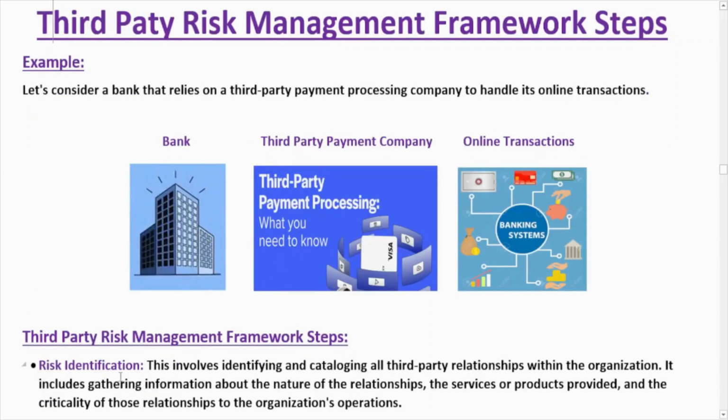First of all, we have risk identification. This step involves identifying and cataloging all third party relationships within the organization. It includes gathering information about the nature of the relationships, the services or products provided, and the criticality of those relationships to the organization's operations. If we talk about our example of a bank, in the first step, the bank identifies its reliance on the payment processing company, and categorizes it as a critical third party relationship due to the direct impact on customer transactions and the potential for financial losses as well.